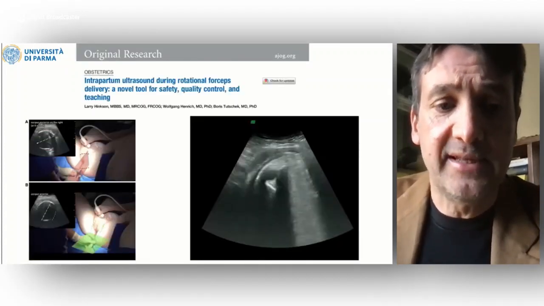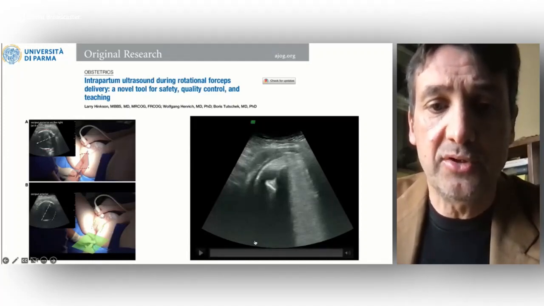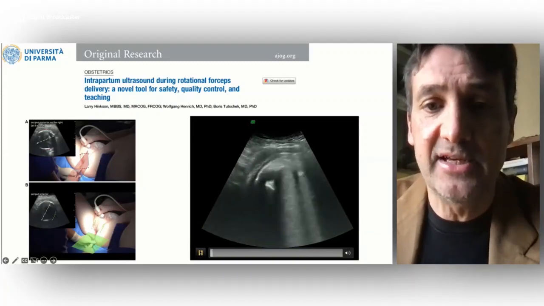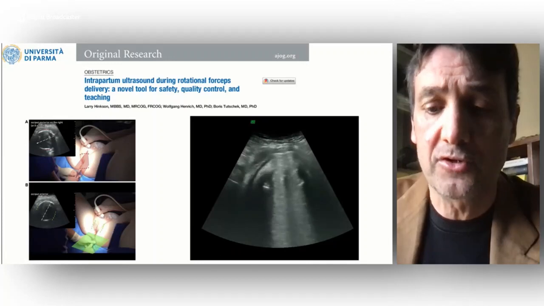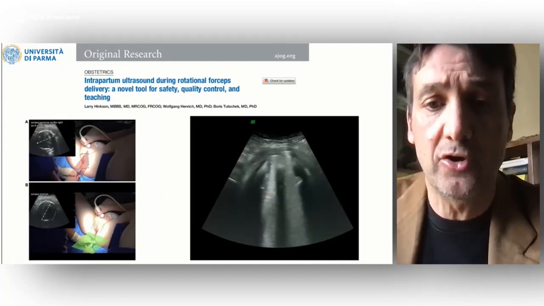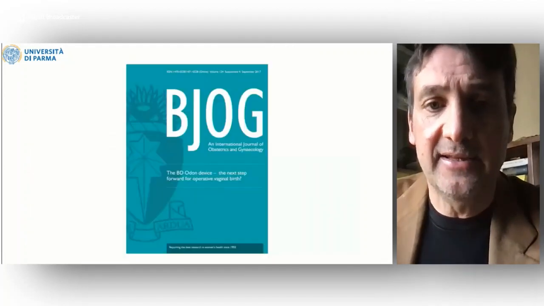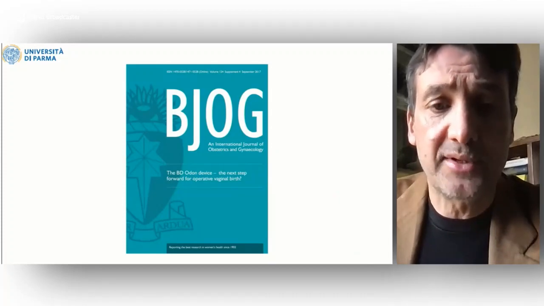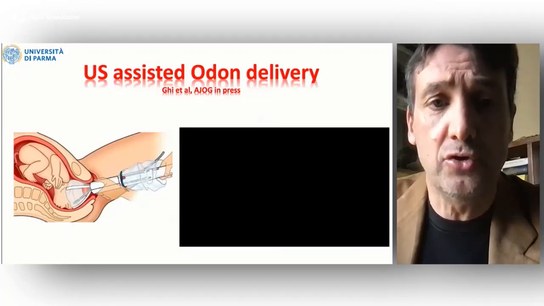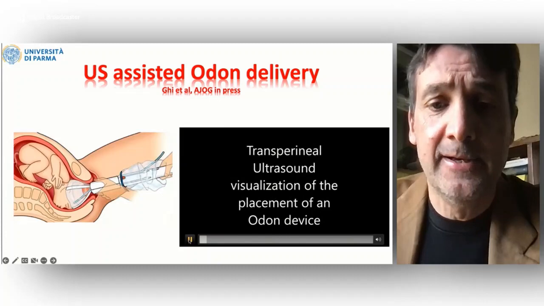There are some groups that have proposed the use of intrapartum ultrasound during the procedure in order to guide, for example, the placement of the blades in the case of rotational forceps. This is a study from the Charité Hospital, by Wolfgang Henrich and Larry Inkson. And very recently, we have tried to use intrapartum ultrasound to guide the placement of this new device for instrumental vaginal delivery, the Odon device. This is the IMPRESS study.